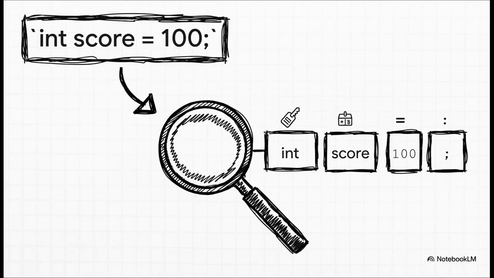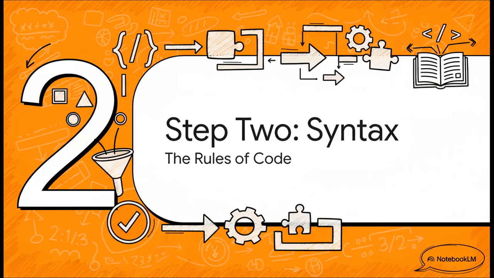Okay, let's see this in action. The computer doesn't read the phrase int score equals 100. Instead, it chops it up into 5 distinct tokens. First, there's int. That's a special keyword that tells the computer what kind of data is coming. Then there's score. That's the name, or the identifier, that we've given to our little piece of data. Then you've got the equal sign, an operator that assigns the value. You've got the number 100 itself, and finally that semicolon, which is a separator that basically acts like a period at the end of a sentence. This whole process, by the way, has a name. It's called tokenization.